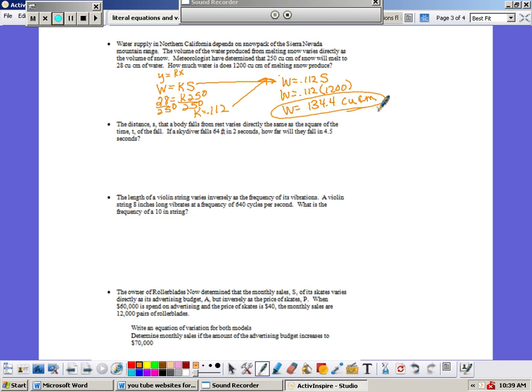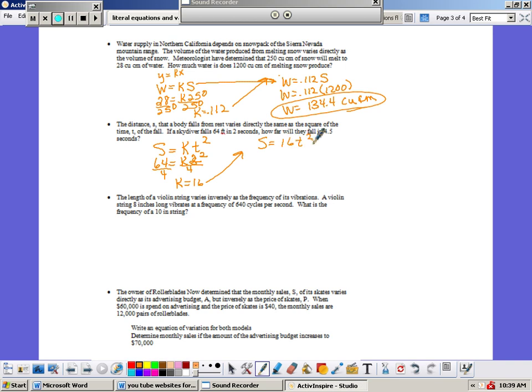Let's try another direct one. The distance s that a body falls from rest varies directly as the square of time, t, of the fall. If the skydiver falls 64 feet in 2 seconds, how far will they fall in 4.5 seconds? Okay, the distance s varies directly as the square of time. If a skydiver falls 64 feet in 2 seconds, don't forget to square it, so I can divide by 4, K is 16. So S is equal to 16t squared.